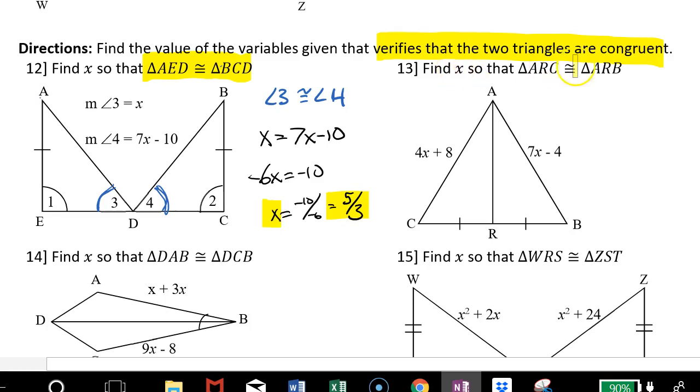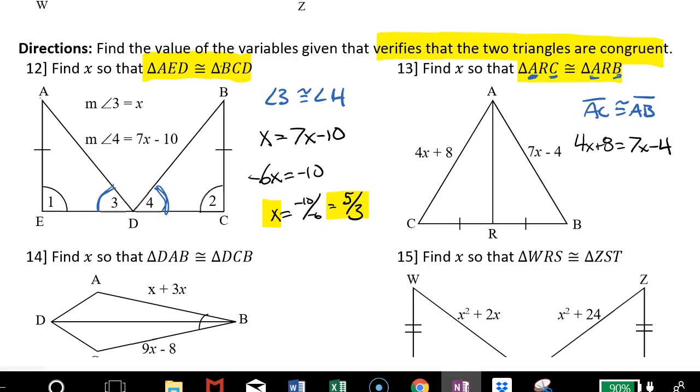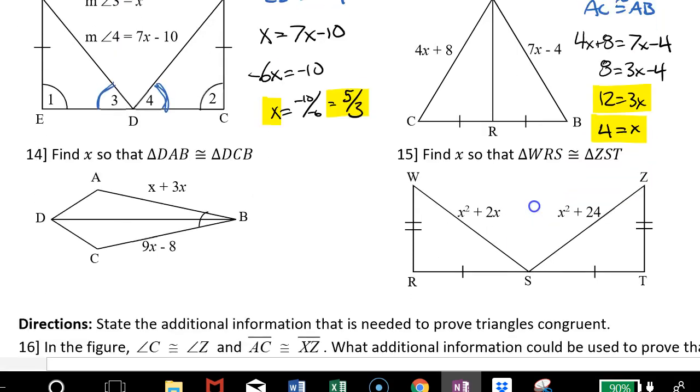Next problem. We're again trying to find x so that triangle ABC is congruent to triangle ARB. From the congruency statement, we'd like to see that AC is congruent to AB. So we'll go ahead and set those expressions equal. Now I'm going to go ahead and solve these. We'll start by subtracting 4x from both sides. 8 equals 3x minus 4. Add 4 to both sides. 12 equals 3x. Divide both sides by 3. x is equal to 4. Next problem.